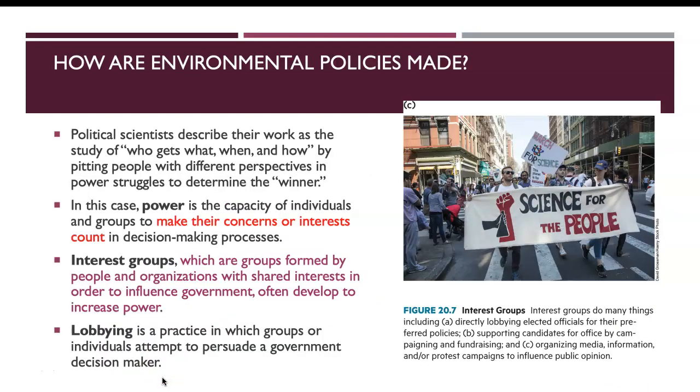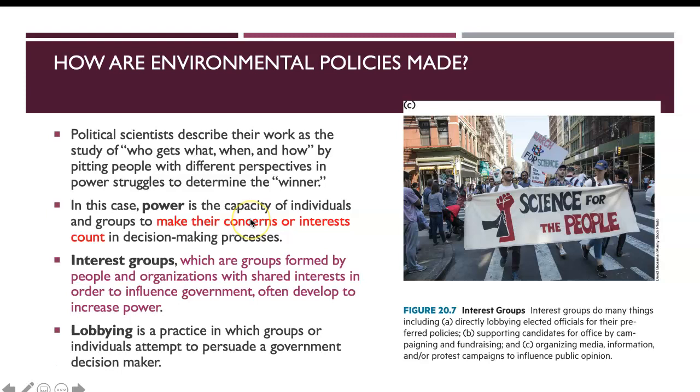Now, we know all the basic concepts, and we know the United States is a democratic country. So now we start to discuss how environmental policy is made, and the people can have strong influence in this decision-making process. Interest groups, which are groups formed by people and organizations with shared interests in order to influence government, often develop to increase power.